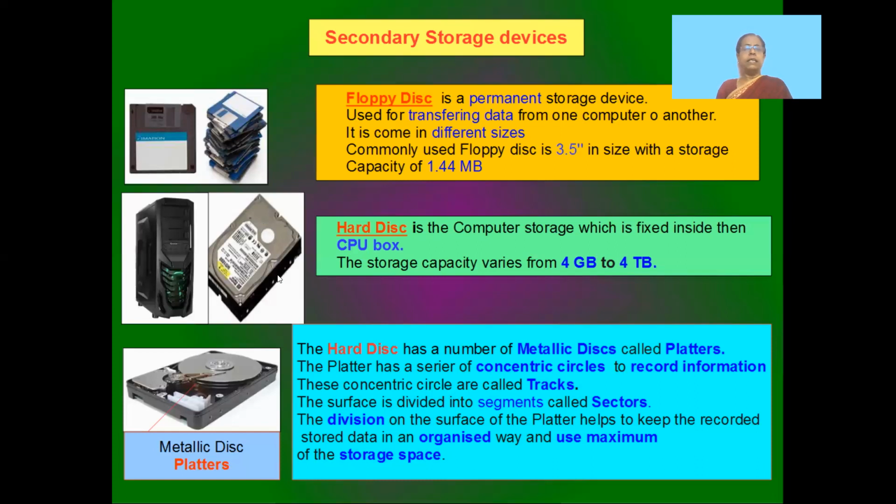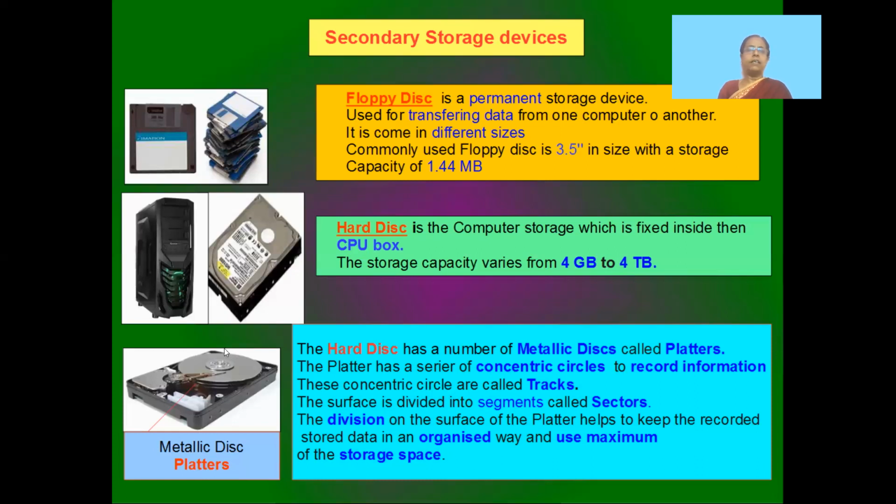Better to learn the inner part of the hard disk. How is it working? You see the hard disk has a number of metallic disks. You can see small disks here. These are called the metallic disks. The name for them is platters. The metallic disks are called platters. Can you see these metallic disks inside? Yes. And then these metallic disks, or these platters, have concentric circles.